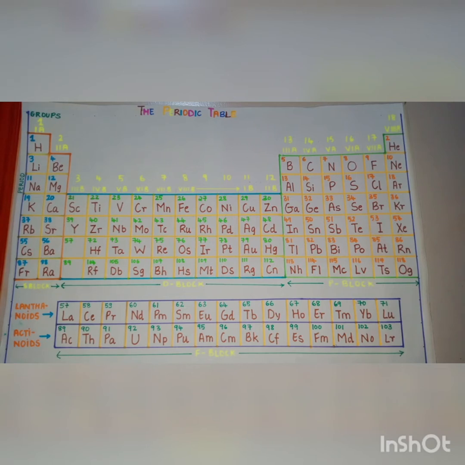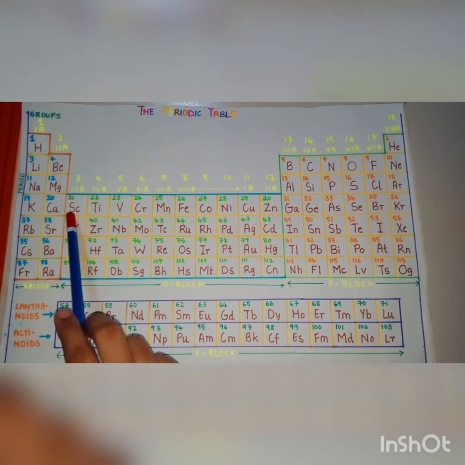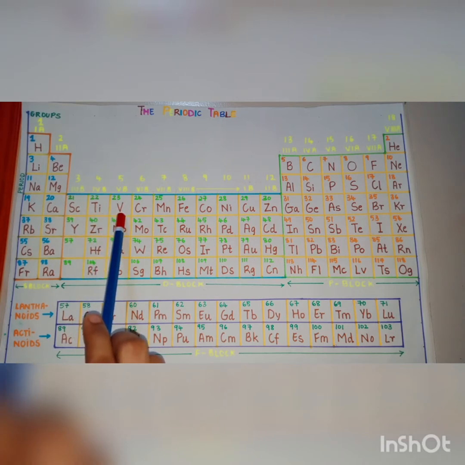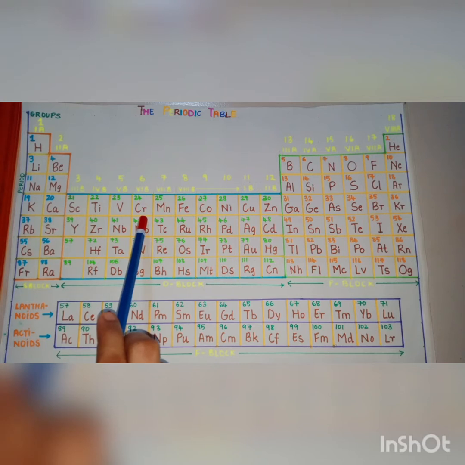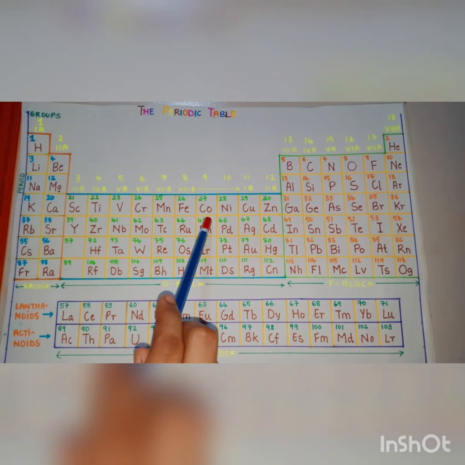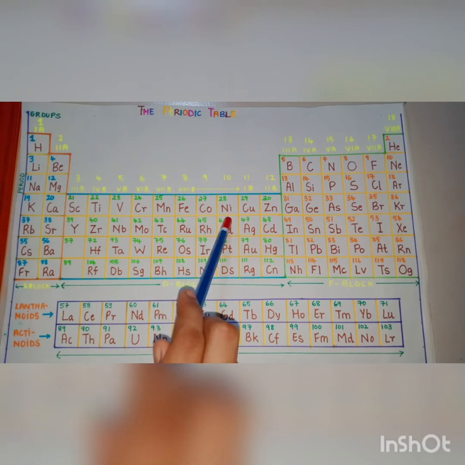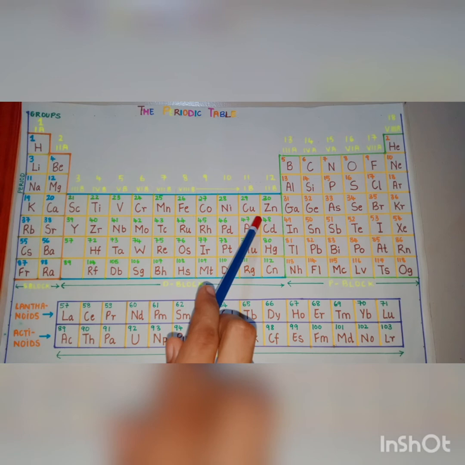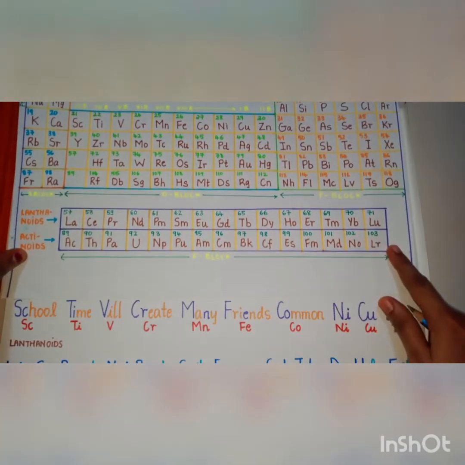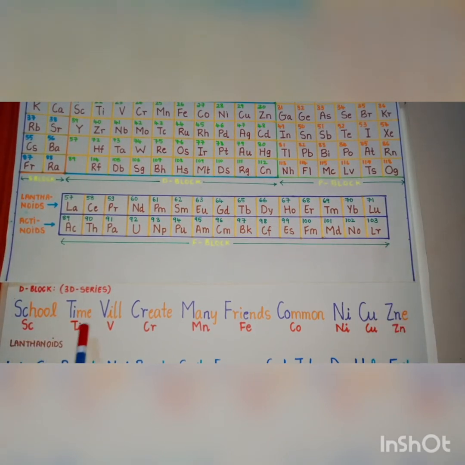Now let's begin with the D block, starting with the 3D series of the D block. So the elements of the 3D series are Sc, which stands for scandium, Ti for titanium, V for vanadium, Cr for chromium, Mn for manganese, Fe for iron, Co for cobalt, Ni for nickel, Cu for copper, and Zn for zinc.